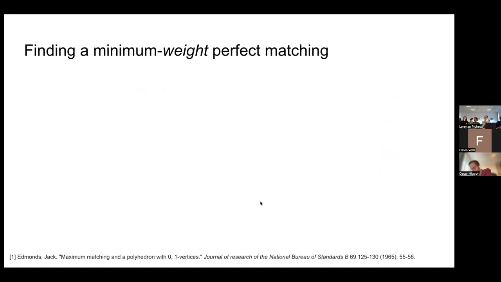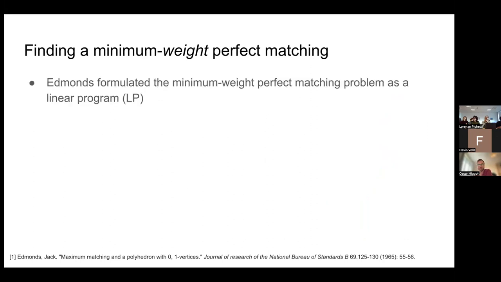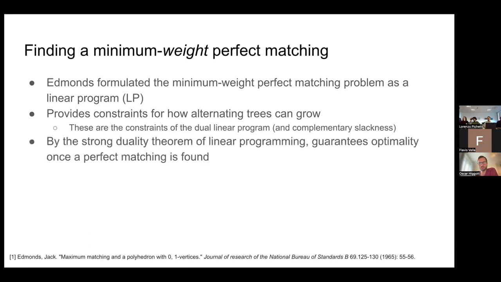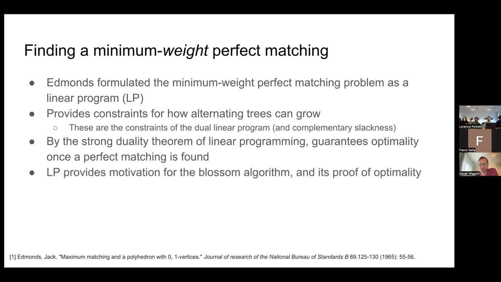So that's finding a perfect matching. Then the question is, how do we find a minimum weight perfect matching, taking into account the edge weights? Edmonds formulated the minimum weight perfect matching problem as a linear program. Essentially you can think of this as providing constraints on how the alternating trees can grow. For those familiar with linear programming, these are constraints of the dual linear program and the complementary slackness conditions. By the strong duality theorem of linear programming, this guarantees the optimality once the perfect matching is found.